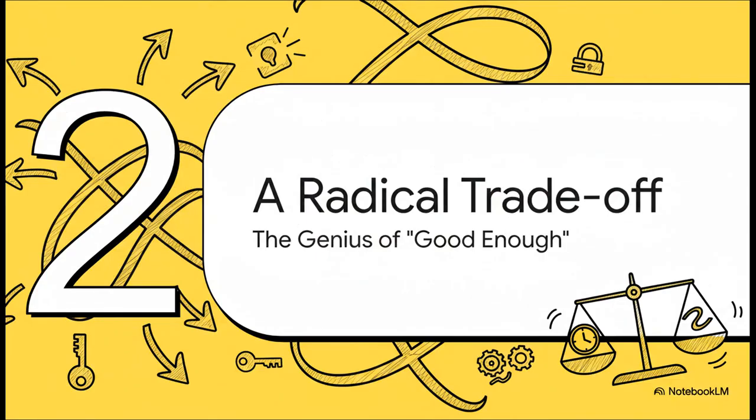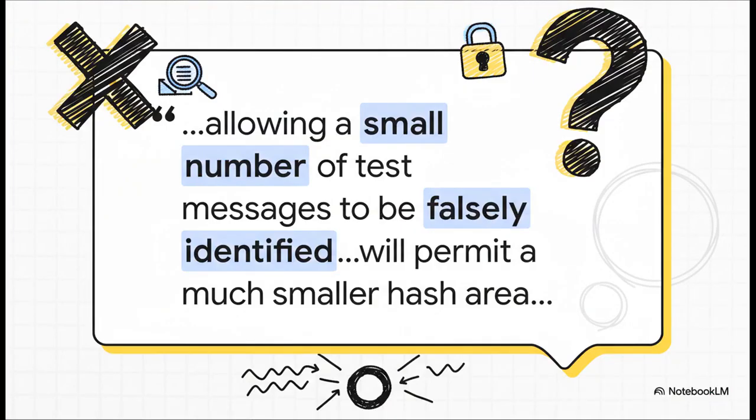And this is where things get really interesting. This is the core insight of the paper, a totally counterintuitive idea that just flips the whole problem on its head. Let's hear it straight from the source. Bloom himself said, what if we allow a small number of errors? What if we're okay with the system sometimes falsely identifying an item as a member of the set? If we accept that, he argued, we can use a much, much smaller hash area. The key here is that phrase, allowable errors.